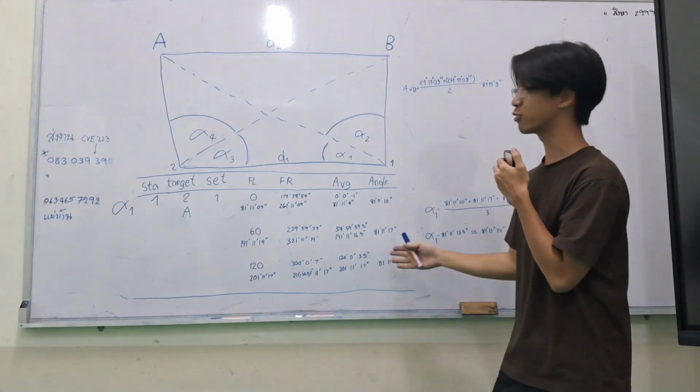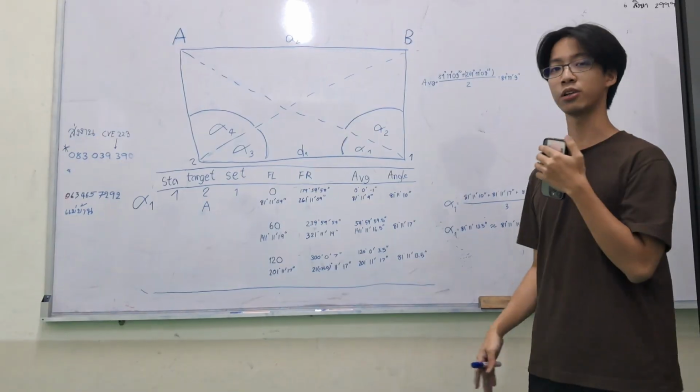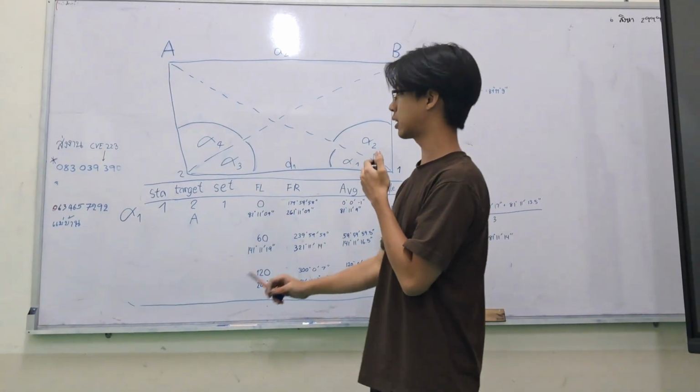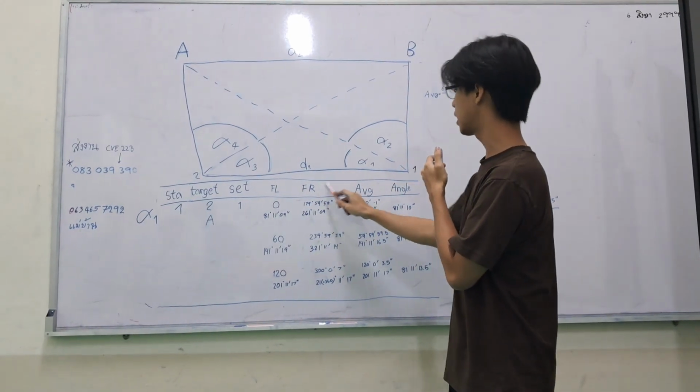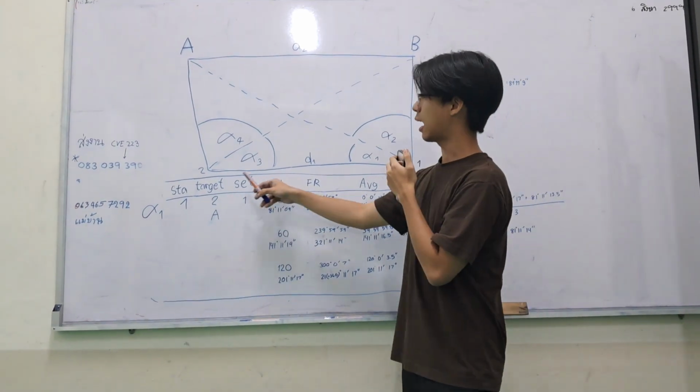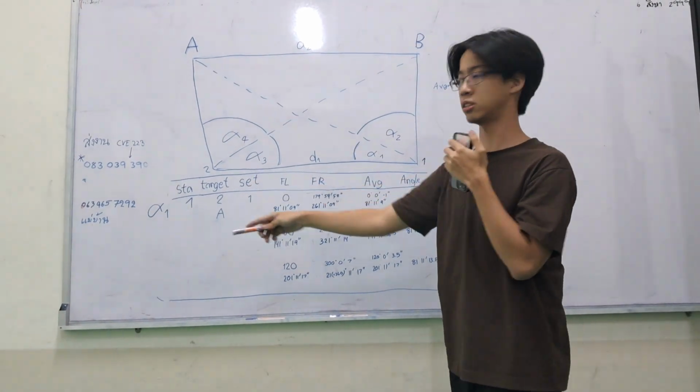Okay, so we move to the table. I will teach you how you can collect the data, what the error is, and how you calculate the data. Okay, first at the table, you can see the station, target, set, face left, face right, average, and angle. For the target in this one, I aim from 2 to A. So the angle is alpha 1. For the station, I set up my total station at point 1.